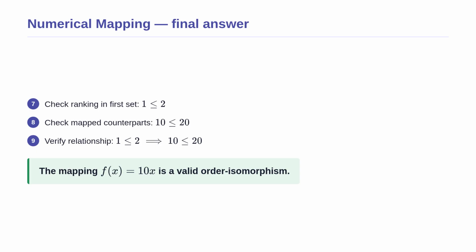Since 10 is indeed less than or equal to 20, the ranking relationship has survived the translation perfectly. We can repeat this check for every possible pair, like 2 and 3 mapping to 20 and 30. Since the order holds for all pairs, we can confidently conclude that this mapping is a true order isomorphism. The two sets are structurally identical.